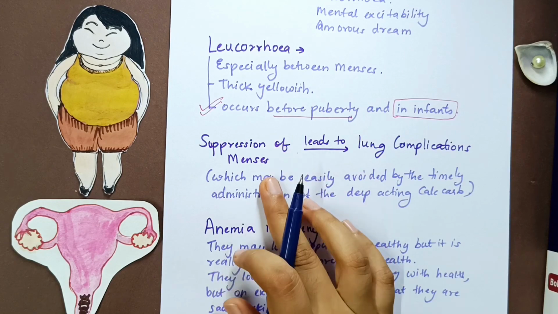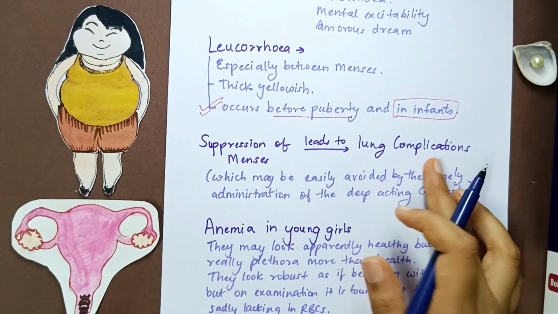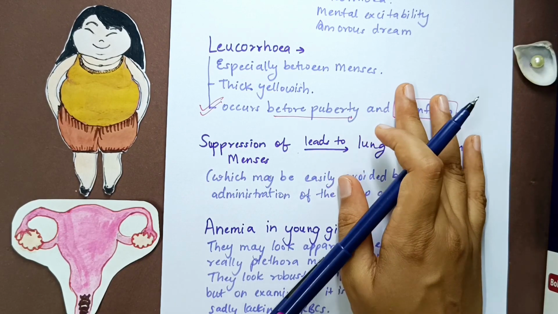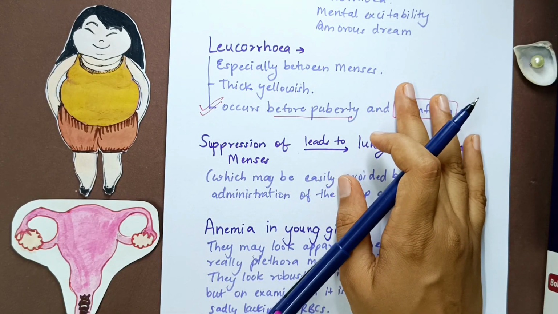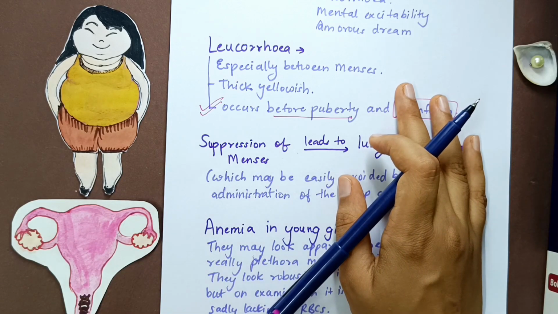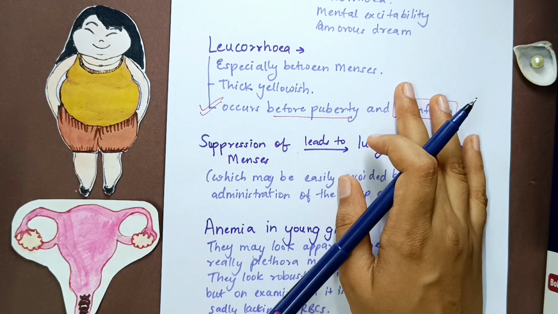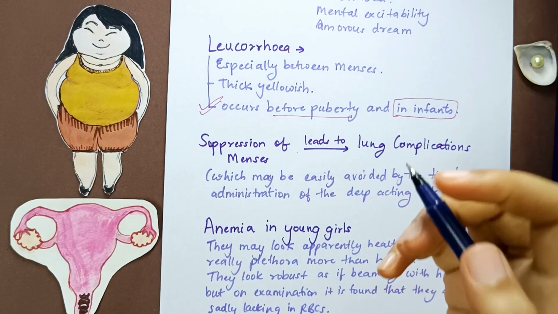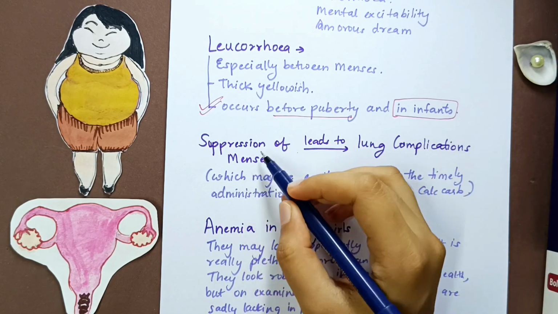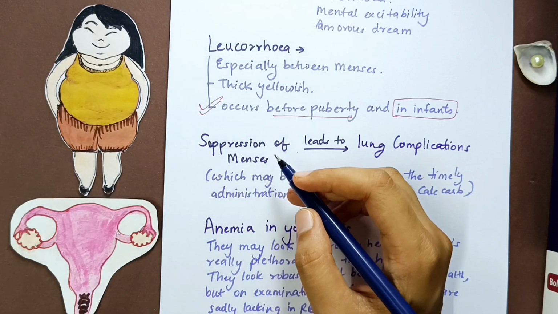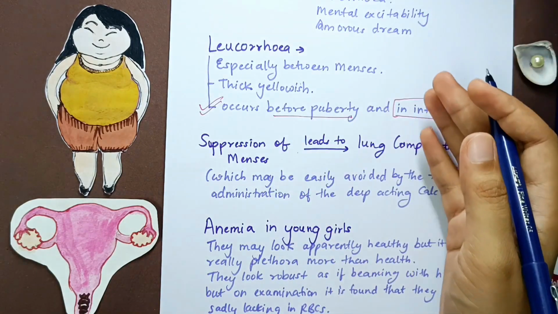Then suppression of menses leads to lung complications. See, if a patient has some irregular menstruation and the doctor directly goes and suppresses the menses through some tablets or something, or the patient does it herself, or some other natural reason also may lead to suppression of menses, right? Like we've seen that in Pulsatilla, the menses get suppressed by the feet getting wet, right? The wetting of the feet will suppress their menses.